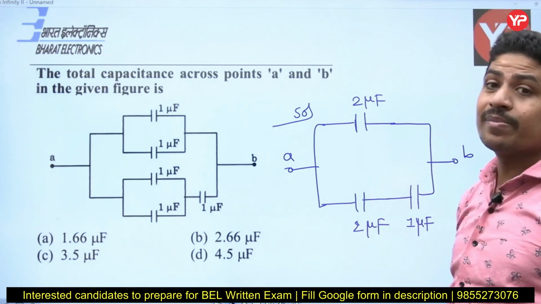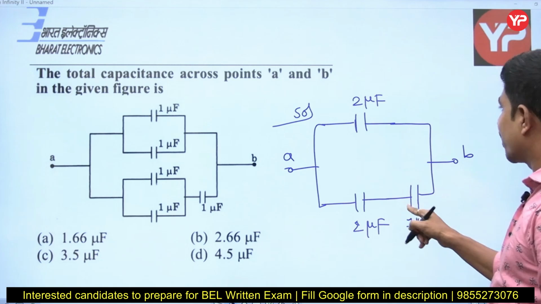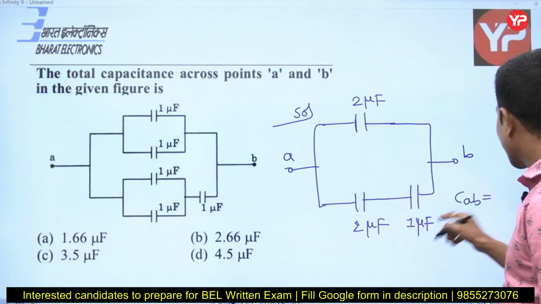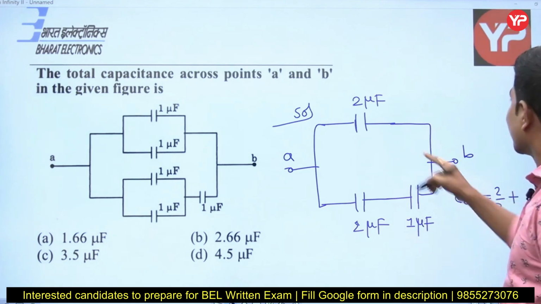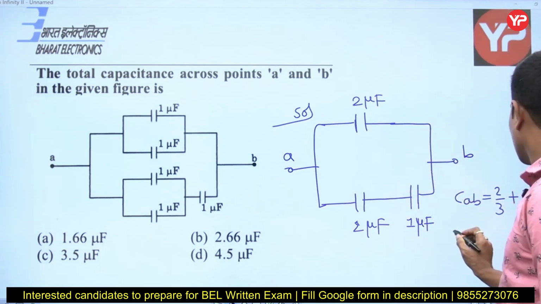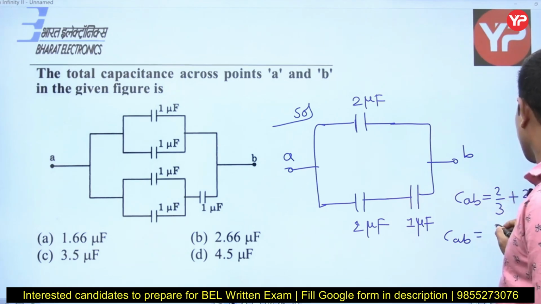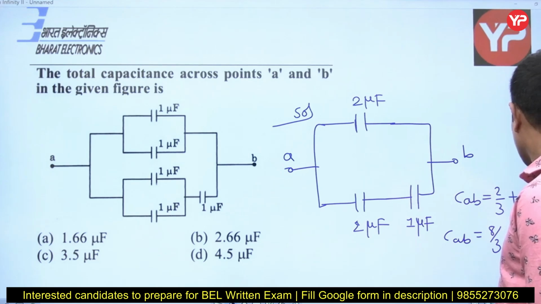Capacitances in series will be similar to resistances in parallel. Therefore, 2 into 1 by 2 plus 1, this is 2 by 3. So CAB is equal to 2 by 3 microfarads, plus this is in parallel with this 2. So CAB is equal to 2 by 3 plus 2, 6 plus 2, 8 by 3 microfarads. How much is it? 8 by 3 microfarads.